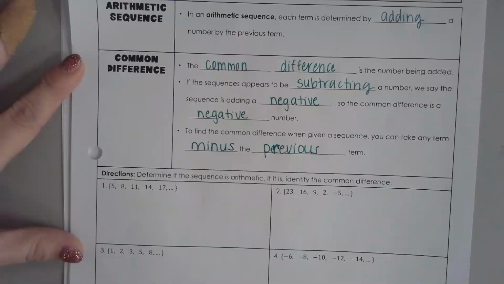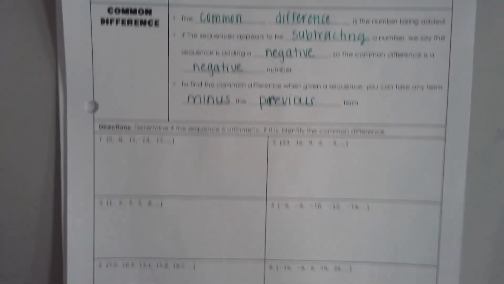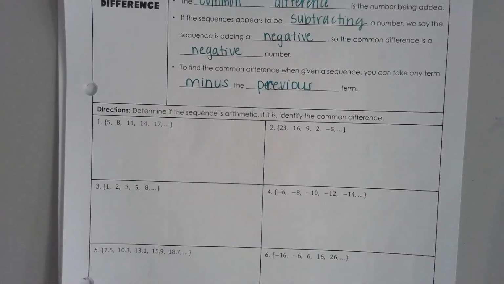So if we look here, we're going to determine if these 6 sequences are arithmetic. That means it is adding the same number every time. It's not that it goes add 1, add 2, add 3, add 4. It has to be plus 1, plus 1, plus 1, plus 1, all the way across. And if it is, we're going to determine the common difference.